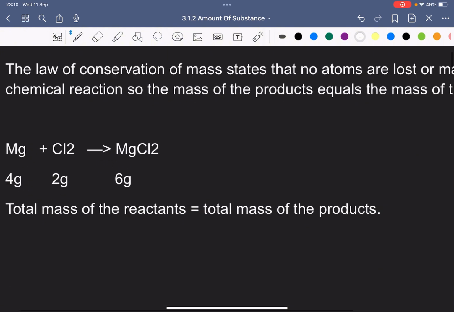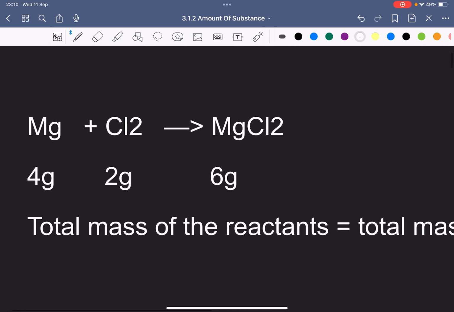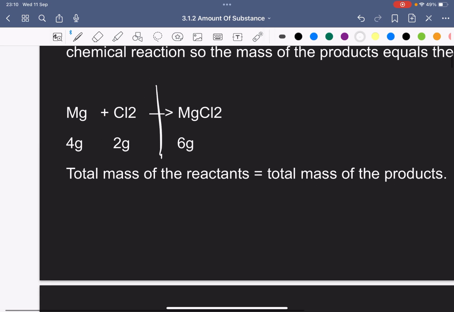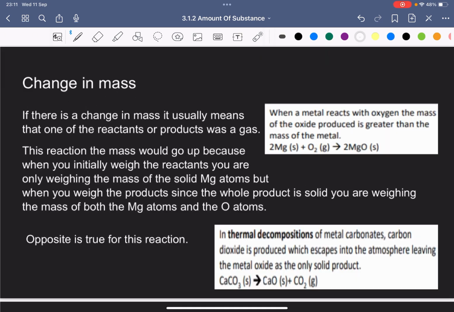So here, for example, we have 4 grams of magnesium and 2 grams of chlorine, and 4 plus 2 equals 6, so our total mass on the left is 6, whereas on the right side we only have one substance, okay, and it's magnesium chloride, but the total mass is 6 grams. Okay, so the total mass of the reactants is always the same as the total mass of the products. Now if there's a change in the mass when you're weighing something, it usually means that one of the reactants or products was a gas.